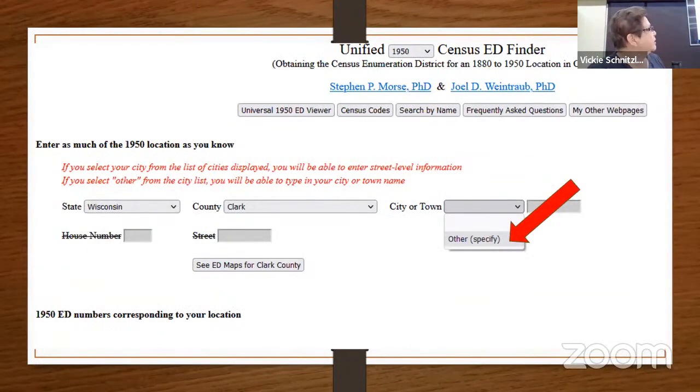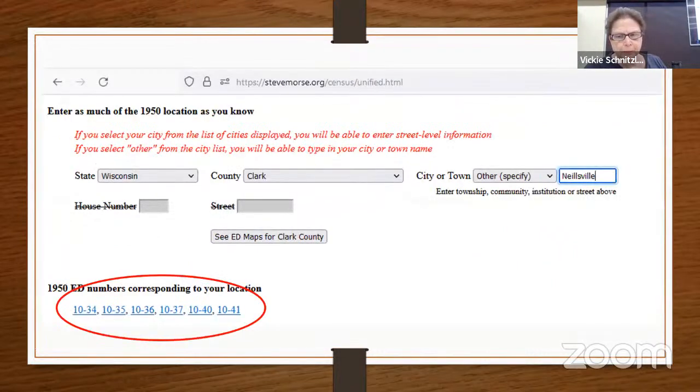And then at this point, it doesn't give you a drop-down menu, because Clark County has so few specific locations in it. It was kind of weird how they did that. But say, for example, we'll click on that and see what comes up next. Next slide. Okay. I wanted to check Neillsville, so I typed in Neillsville, which is the county seat.